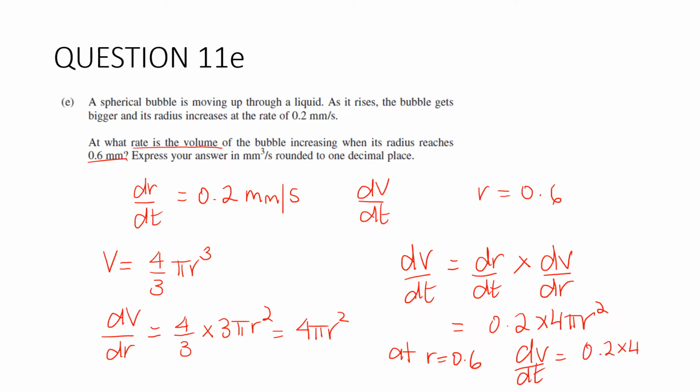times 4 pi times 0.6 squared, which is 0.2 times 4 times pi times 0.6 squared, to one decimal place is 0.9. 0.9 millimeters cubed per second.